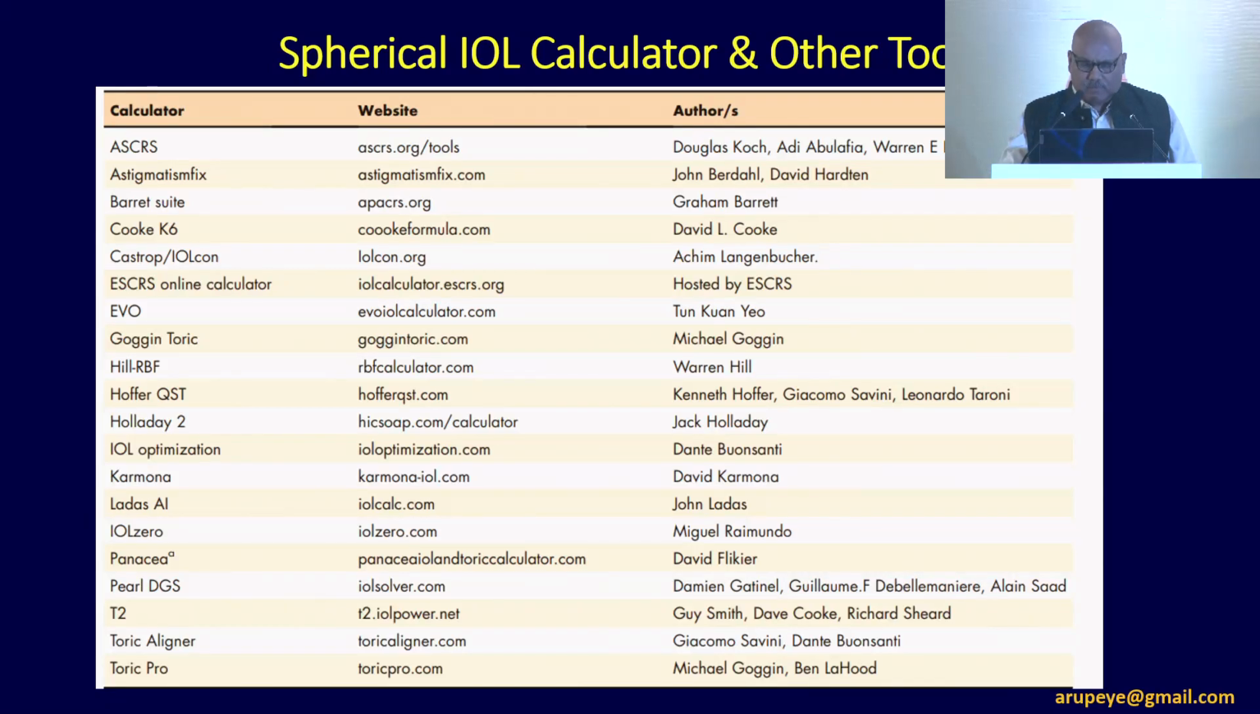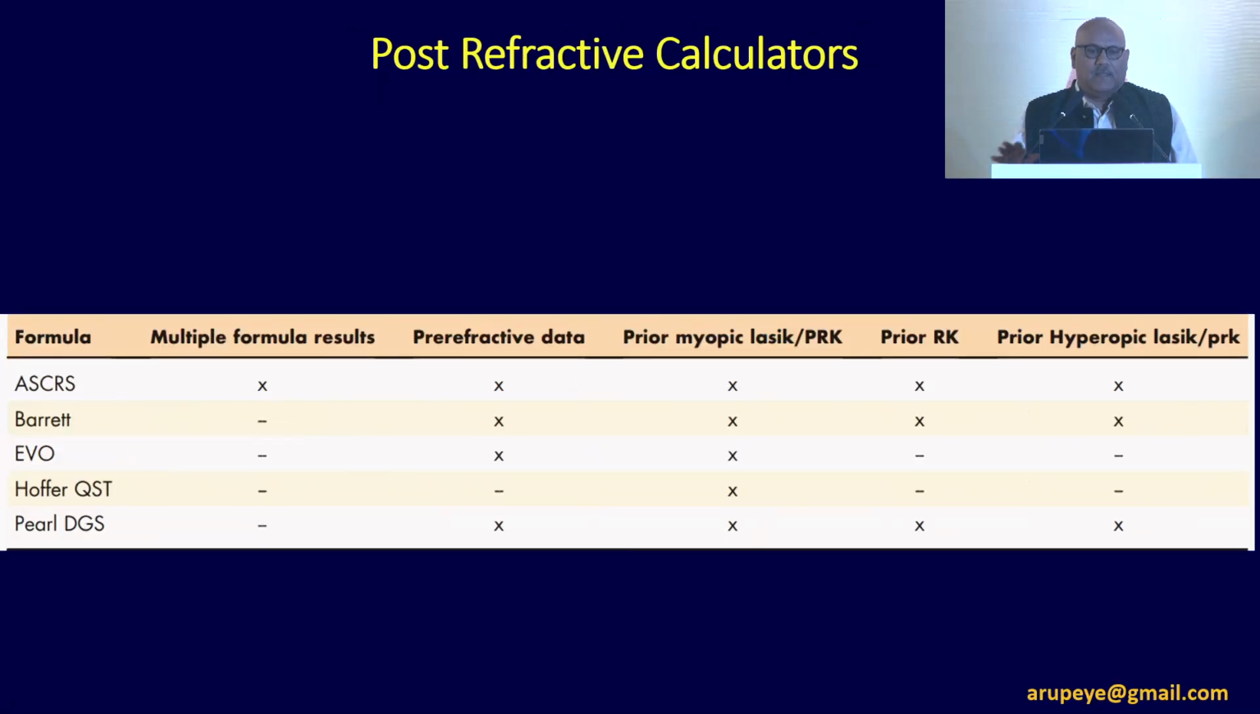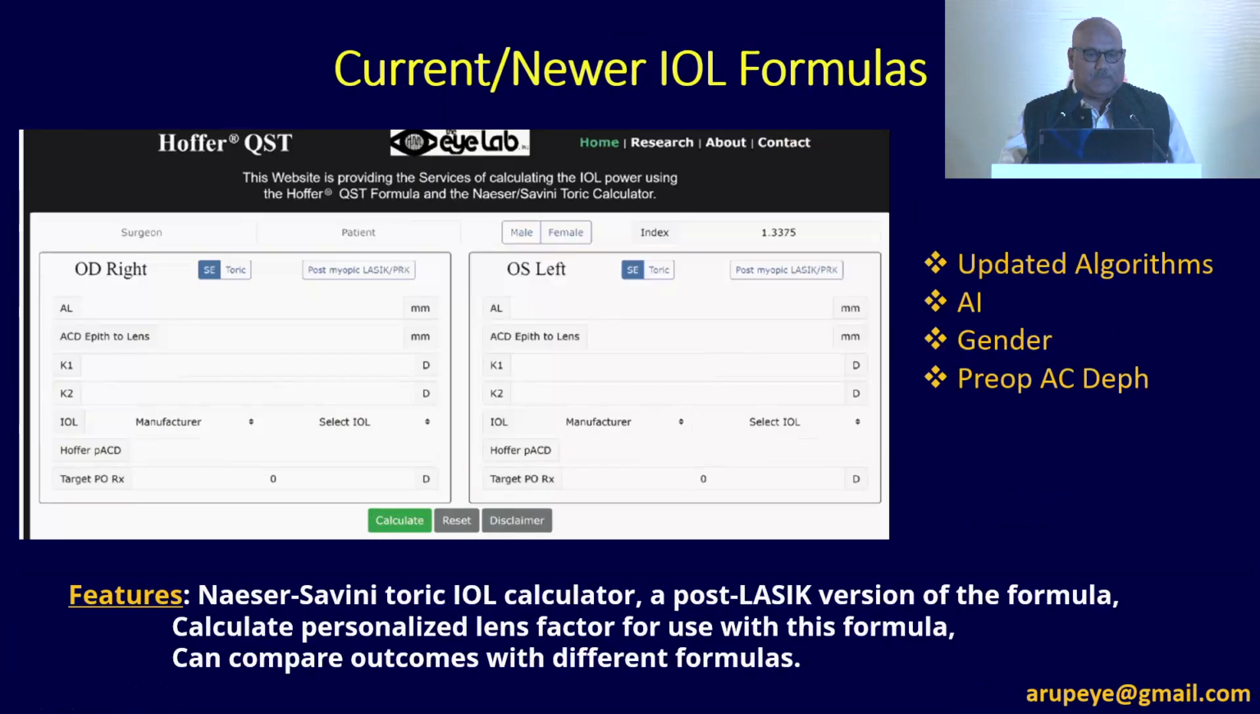Most of these calculators are absolutely free of cost. I'm not going to spend much time on it. Toric formulas and SIA calculators. Post-refractive calculators, I think the ASCRS calculator is most complete. Barrett and Pearl DGS also. So this takes care of all your post-refractive surgery requirements, including post-RK eyes. So a word about Hoffer Q.